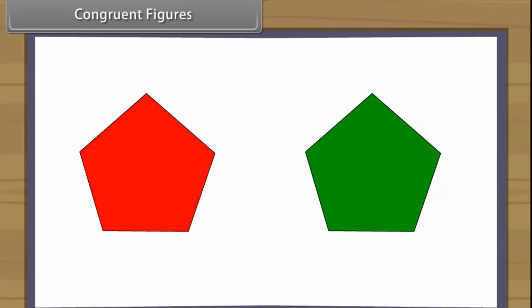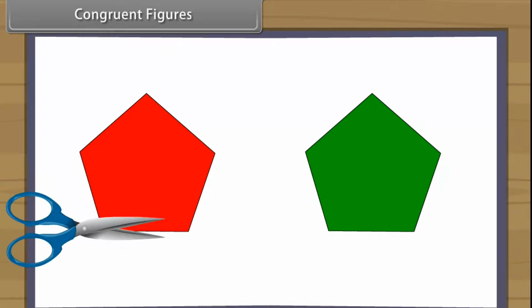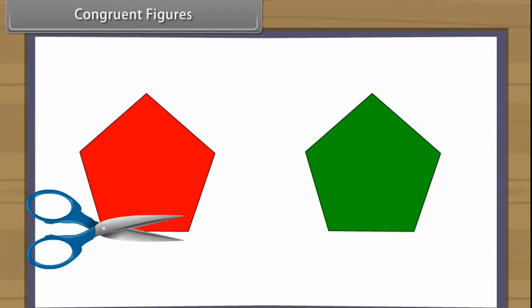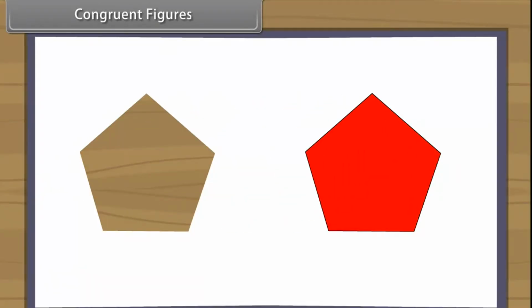If two mathematical figures are congruent and you cut one figure out with a pair of scissors, it will fit perfectly on top of the other figure.